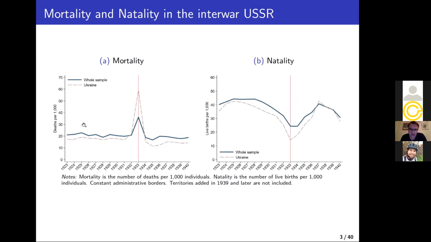And there is no Second World War. So it's not the only demographic catastrophe which happened in the country in the first half of the 20th century, but this is the major one which occurred in the interwar period. Fertility tells you a similar story. There is a big decrease in the number of births in the early 30s, but it's a bit flatter than the spike in 1933 which happened with deaths.